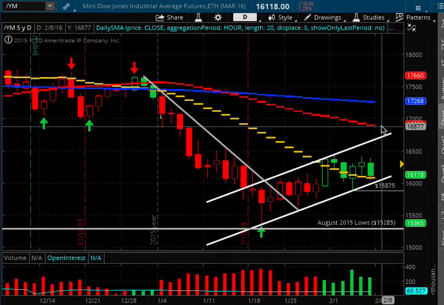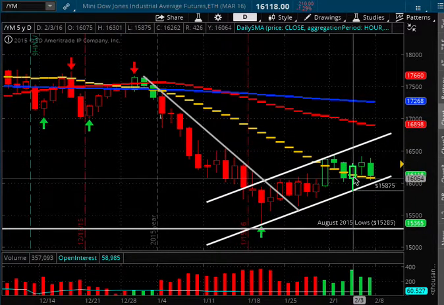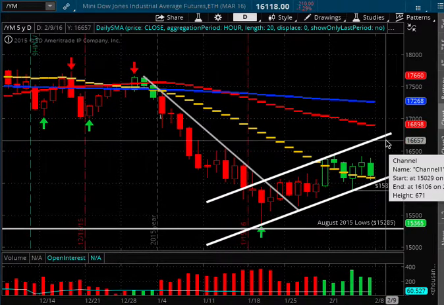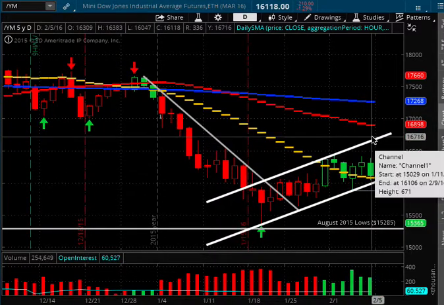16,875. That's 1,000 points. So 1,000 points would be 1,000 times 5. That's about $5,000. So if you were using $4,200 and you won 1,000 points and it's $5 a point, that's $5,000. That's over 100% return riding from one channel to the other. So I said 1,000%. I meant 100% return.